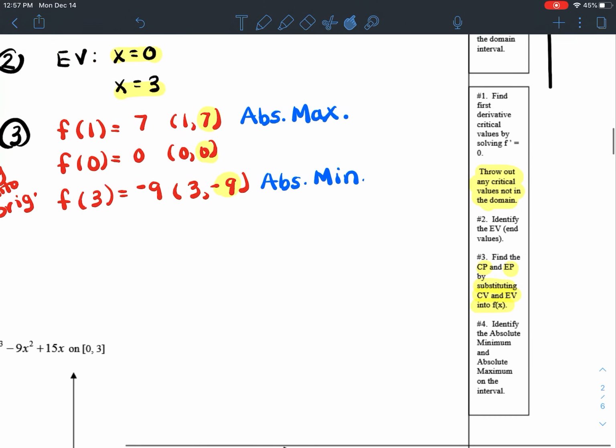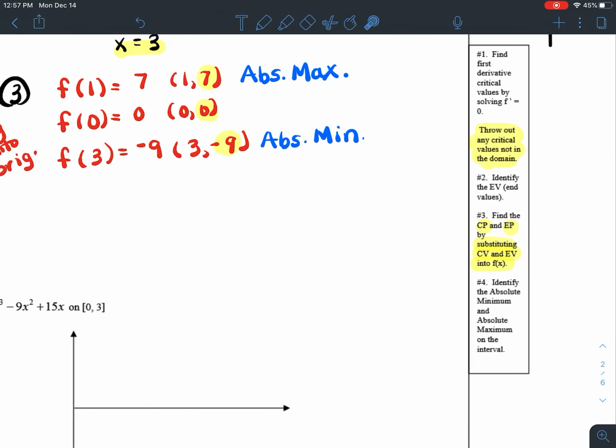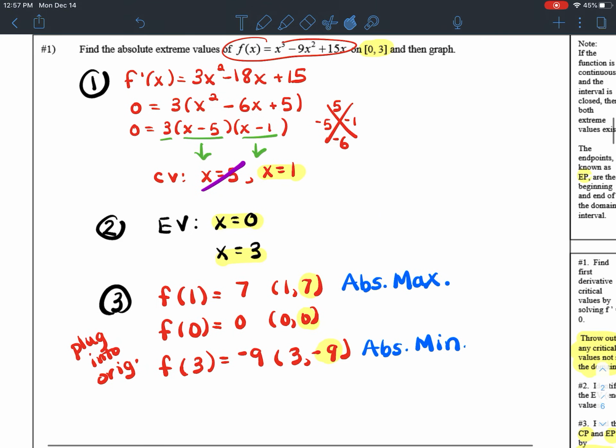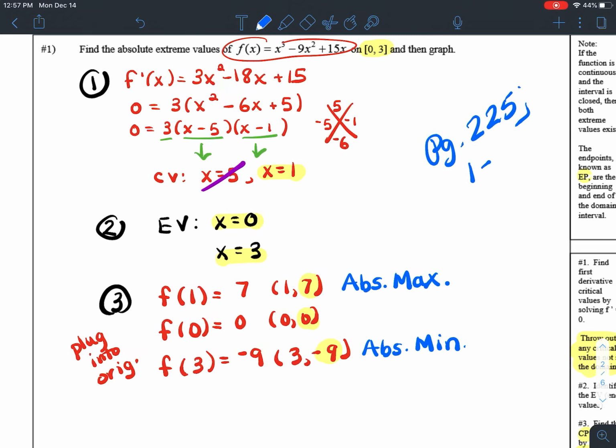Okay, so this is basically what you're going to do for the three problems here on page 225, problems 1, 3, and 5. You're just going to flow through these 4 steps, and it's basically this process right here. If you have questions, just let me know. Your assignment is, just write it here, page 225, and you're going to do problems 1 through 5.